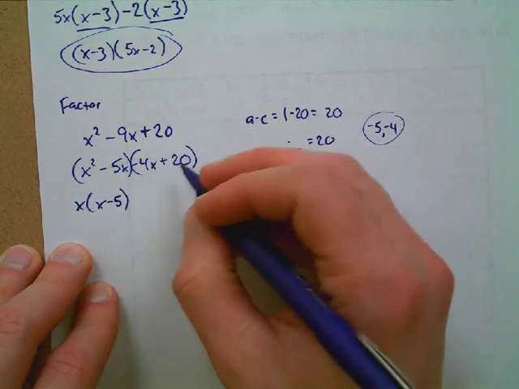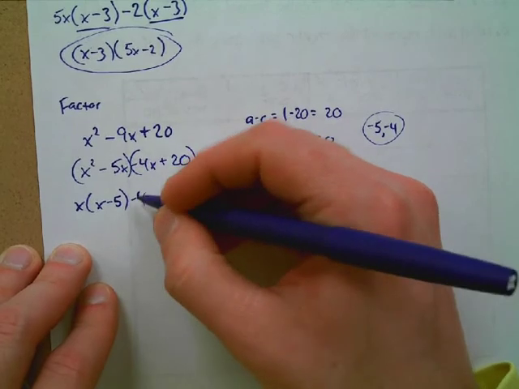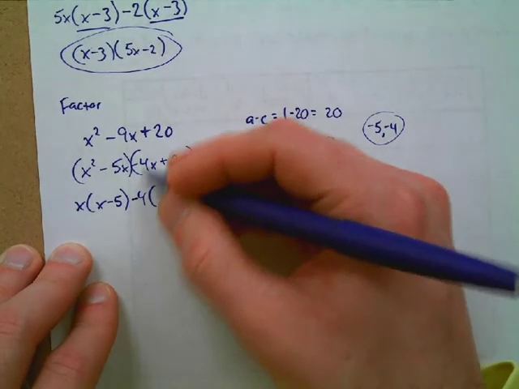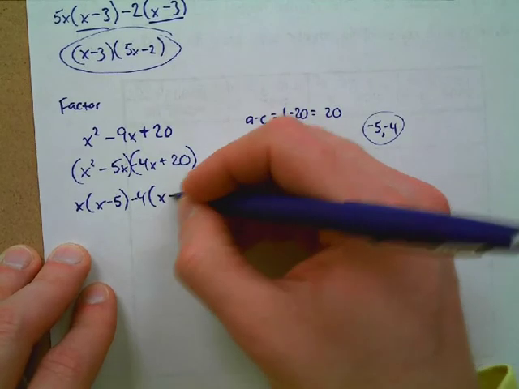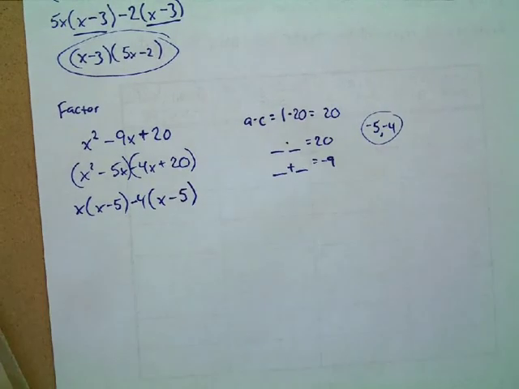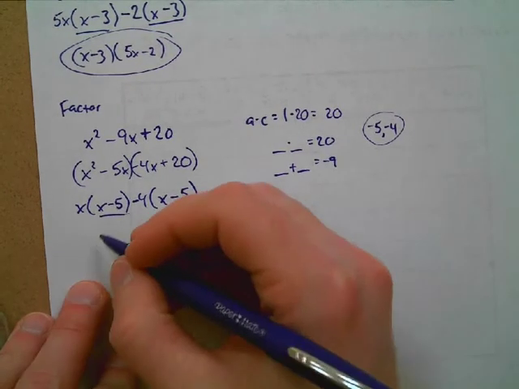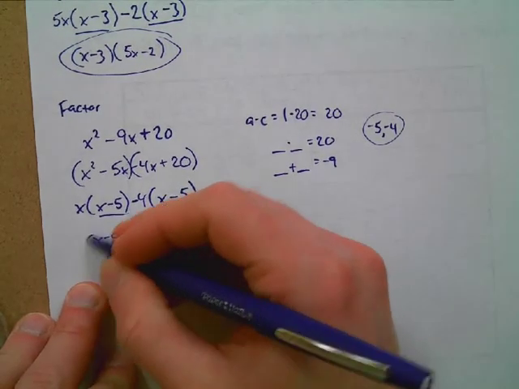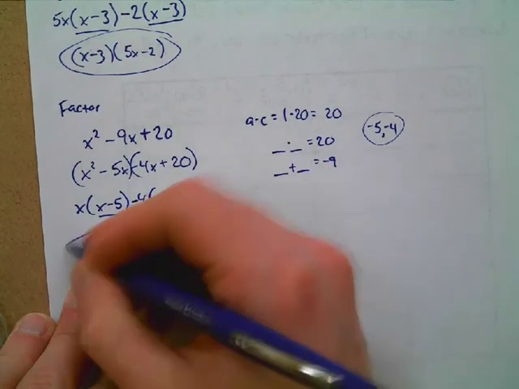Can divide by 4. A negative 4. I'm going to take out a negative 4. And so then negative 4x divided by negative 4 is just x. Positive 20 divided by negative 4 is negative 5. Okay. Same leftovers. So that means we'll have an x minus 5, and then the leftovers will be x minus 4. And there it is factored.